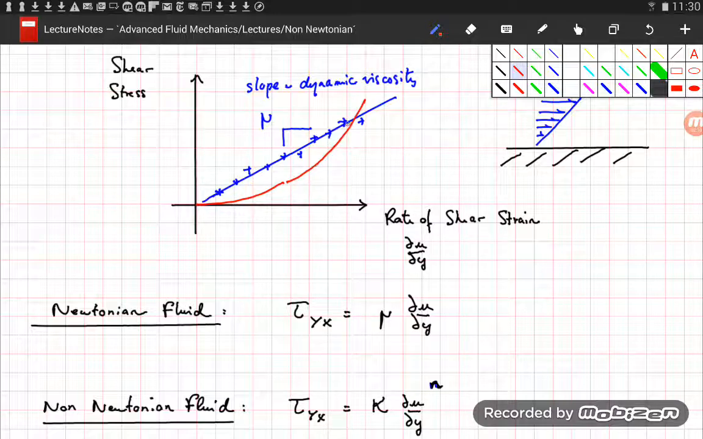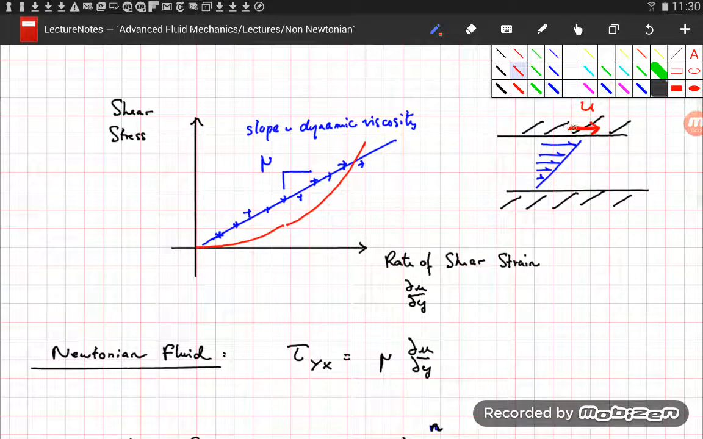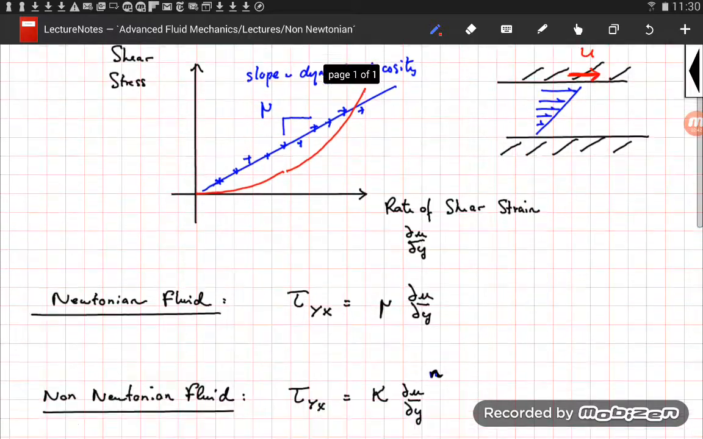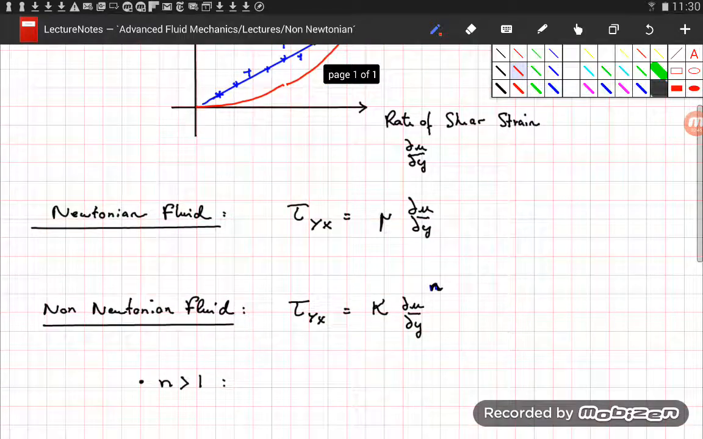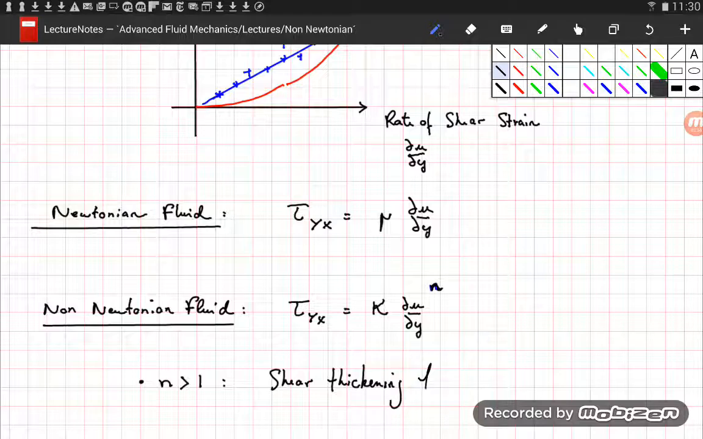The slope here increases. So in our Couette experiment, the higher the shear rate we impose, so the higher the velocity on the top plate, all of a sudden the shear stress becomes non-linear, increases non-linearly. So it looks like the viscosity itself is increasing. So that would be a shear thickening fluid. So when n is strictly bigger than 1, we have a shear thickening fluid.